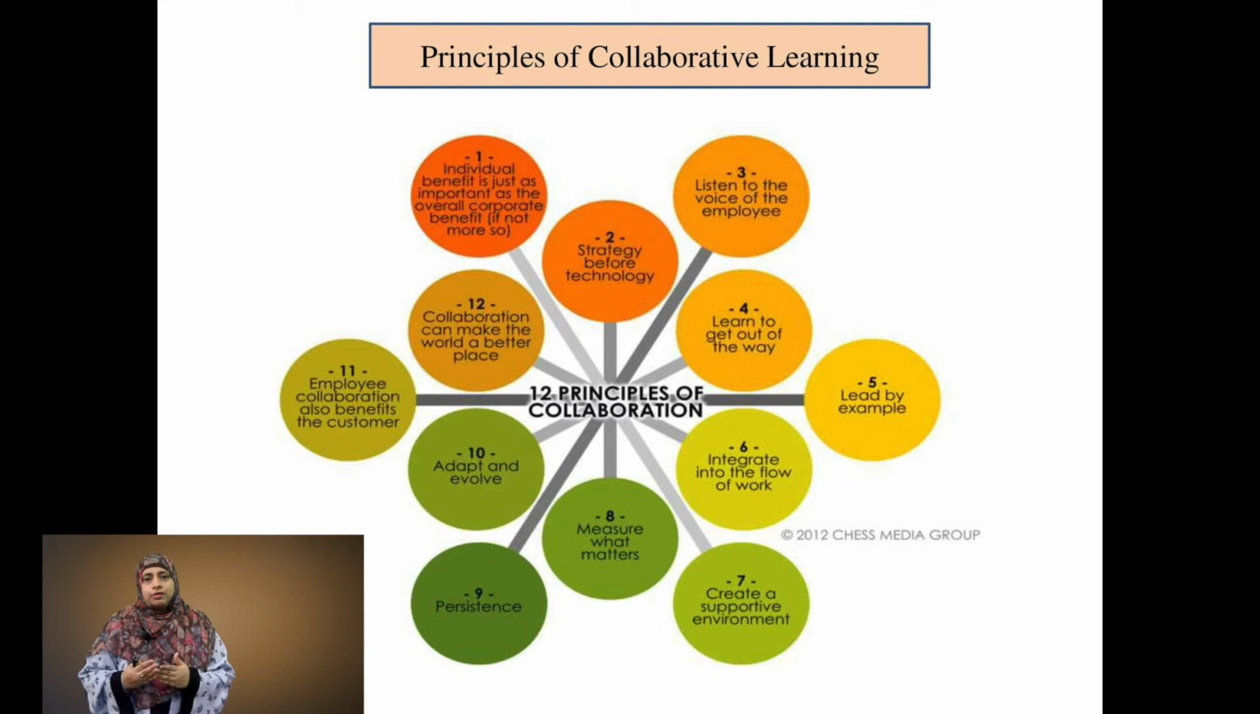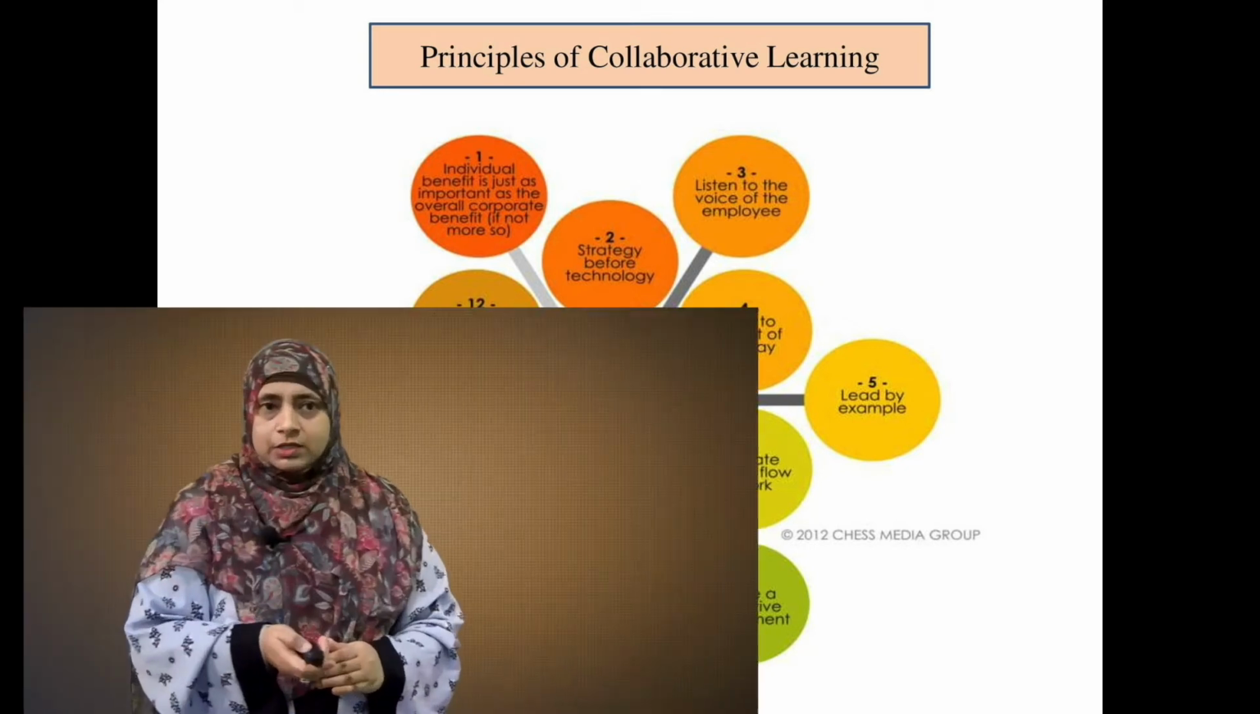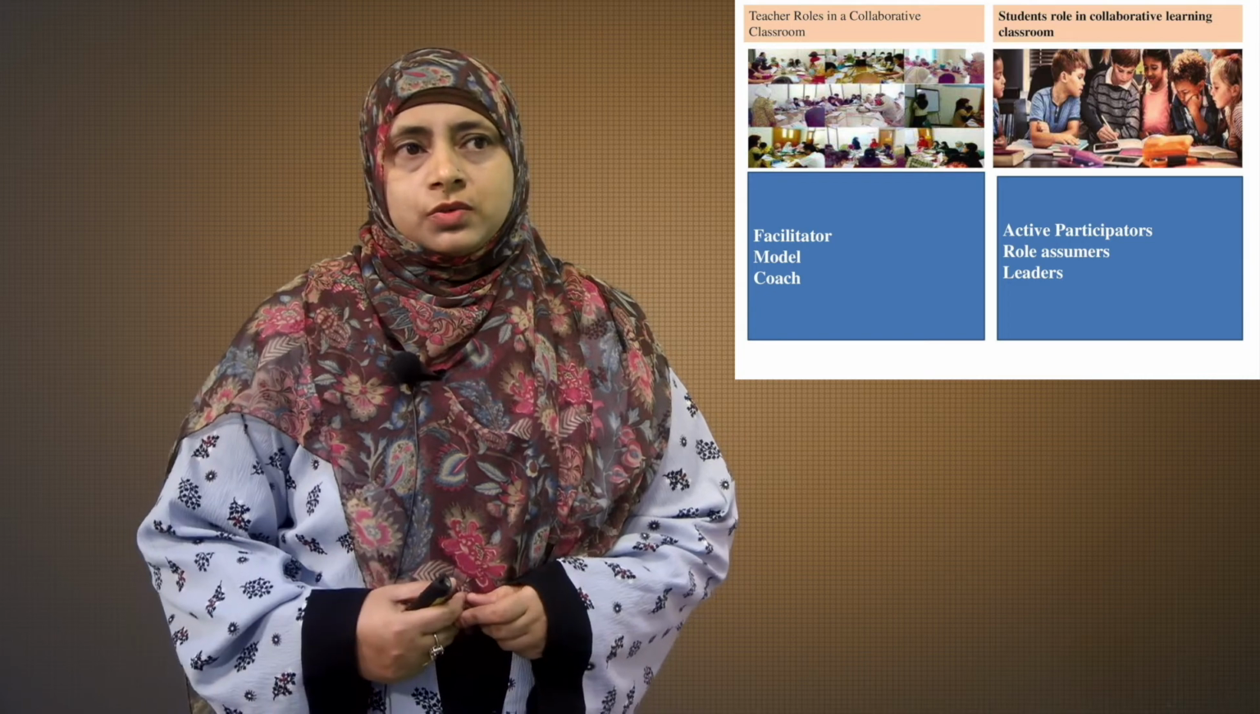When we work together, our social skills are enhanced. You know how to adapt, how to adjust in society. So when you have this collaboration, it will make the world a better place without any prejudices. Coming to the teacher's role in a collaborative classroom and the student's role in the collaborative learning classroom.